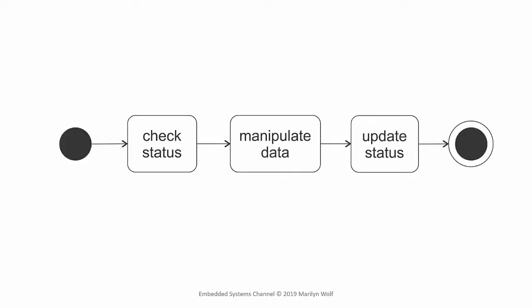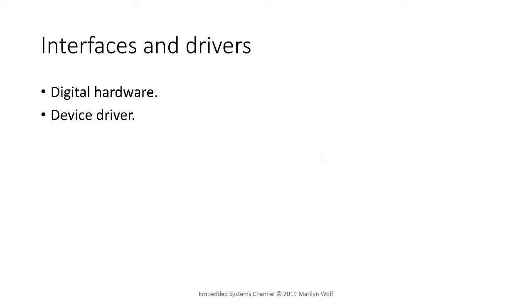This simple state diagram shows us the sequence of operations that we need to do in a typical interface. We want to check the status of the system, we want to manipulate data, and then we want to update the status so that the software knows what's going on. Digital hardware connects the core of the interface to the bus and to the processor. Device drivers are software units that talk to that interface and transfer data between the interface and the tasks.